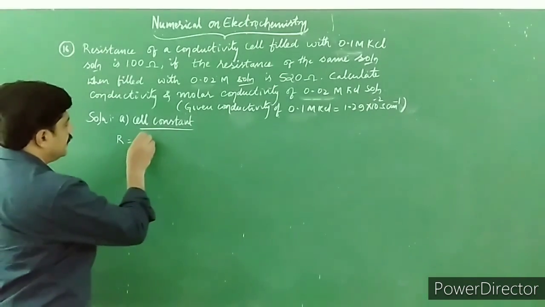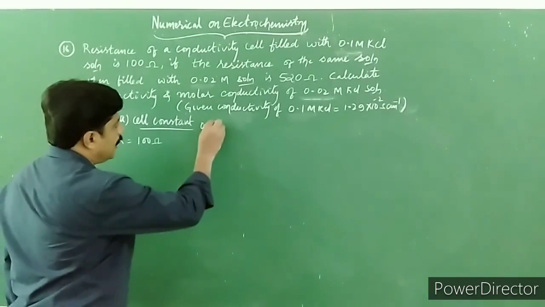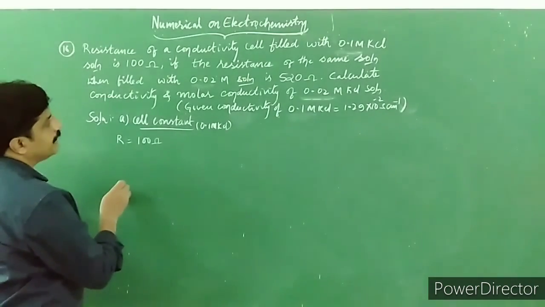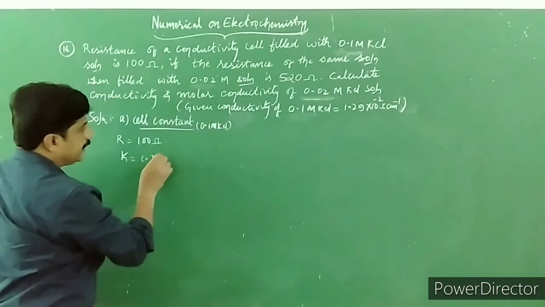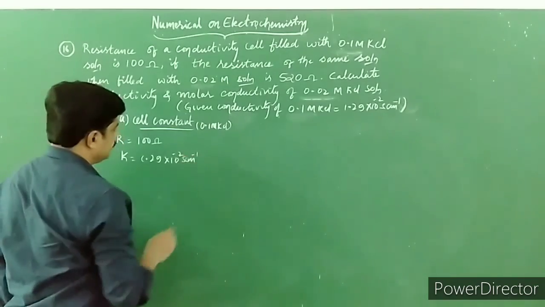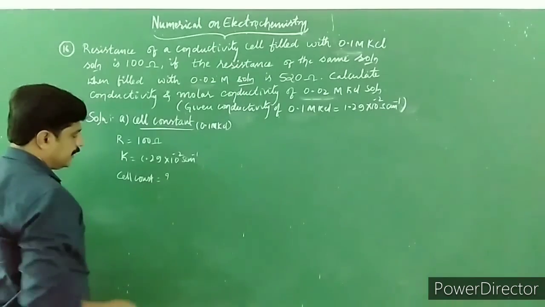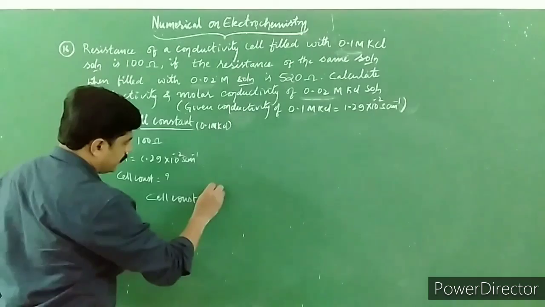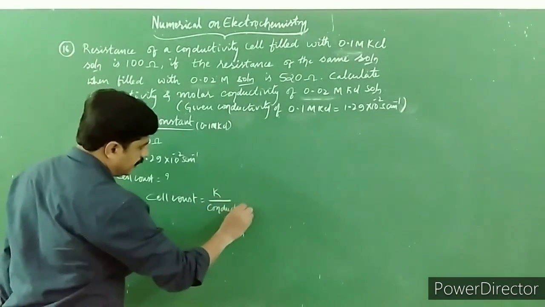R is how much? It is 100 ohms. So this is for what? This is for 0.1 molar KCl, that you need to remember, right? And then what else is given? Conductivity is given. Conductivity is equal to 1.29 into 10 to the power of minus 2 Siemens per centimeter. So what you are supposed to find out? Cell constant. Children, you know cell constant is equal to conductivity upon conductance, is it not?